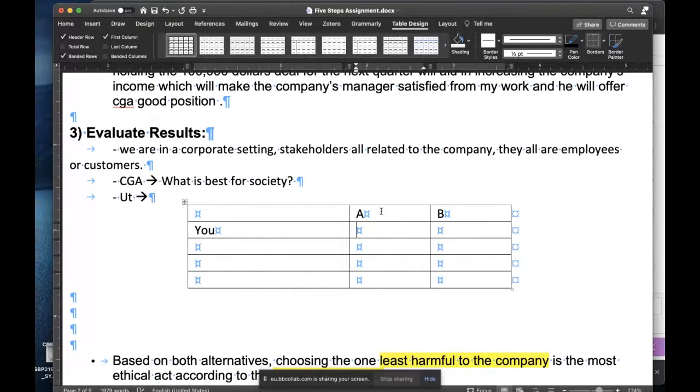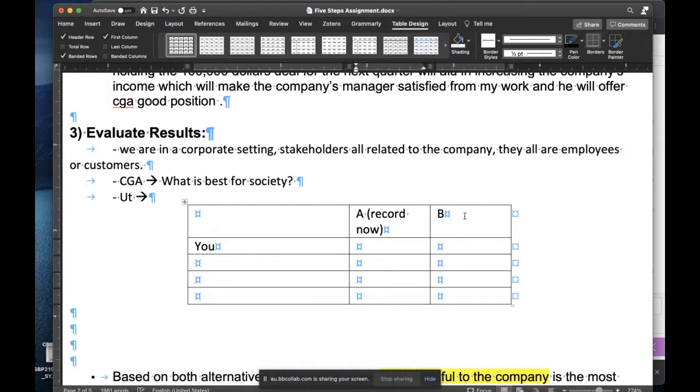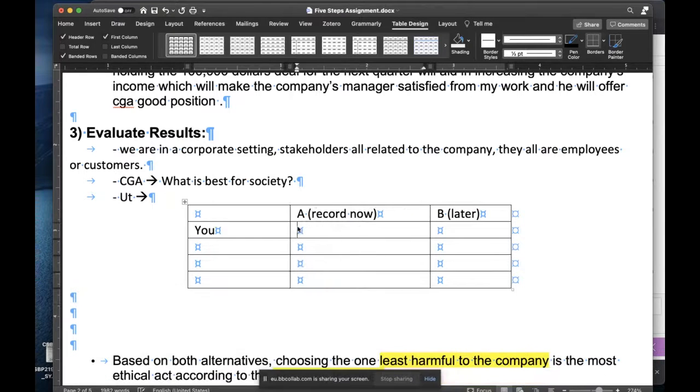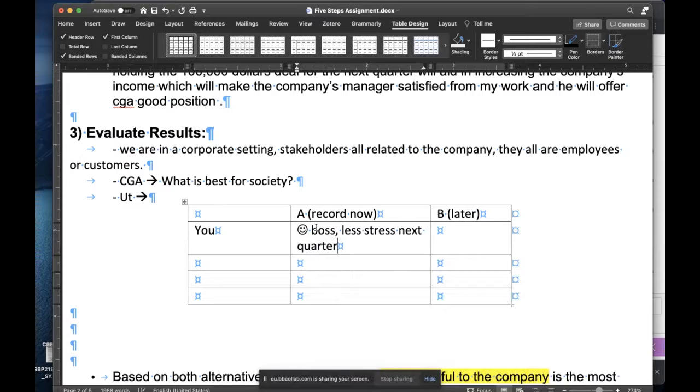Option A is to record now, correct? And option B is later, right? So, what's best for you? Your boss is happy, right? Less stress next quarter, right? And if you record later, your boss is not happy, right? No, my boss will be happy if I record it later. Oh, okay. So this is the opposite.